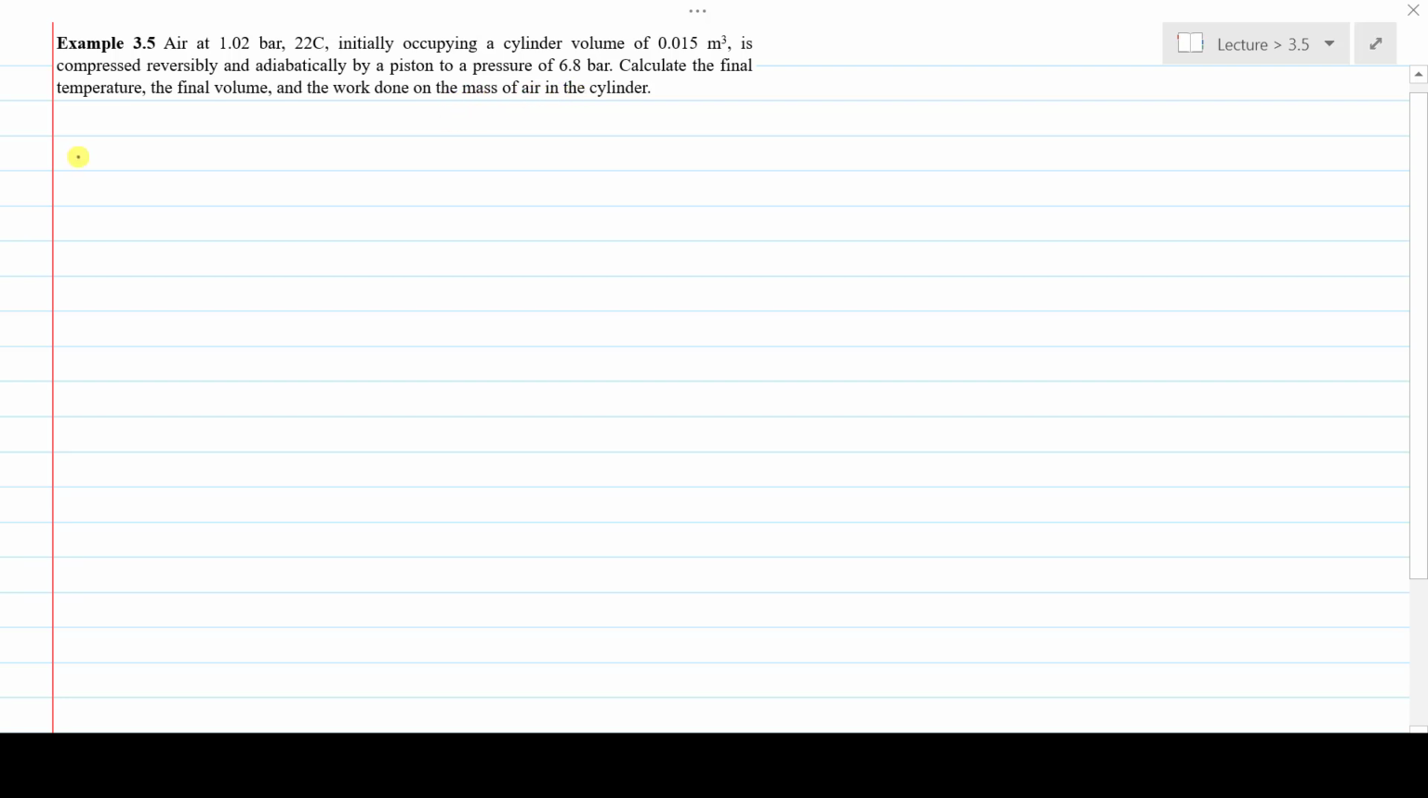Let me first write the data that is given and what is asked in the statement. Pressure P1 is 1.02 bar. Temperature T1 before the compression is 22 centigrade. To convert it into Kelvin, simply add 273 to it and it is 295 Kelvin.